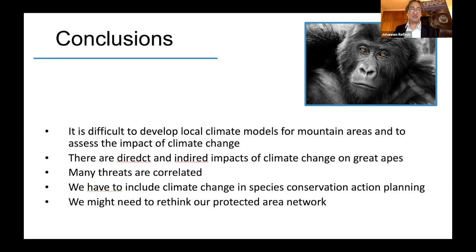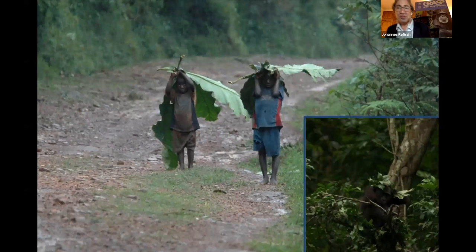What it means is that we really have to include climate change in species conservation action planning. And that might also mean that we have to rethink our protected area network. So I want to stop here so that we have sufficient time for a discussion, but I hope that humans and great apes both have a future under changing land use cover and the changing climate. Thank you.